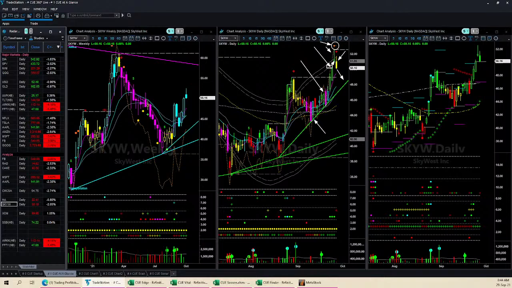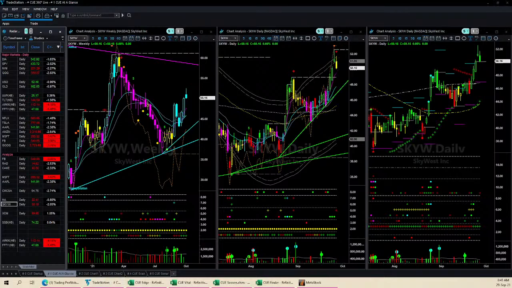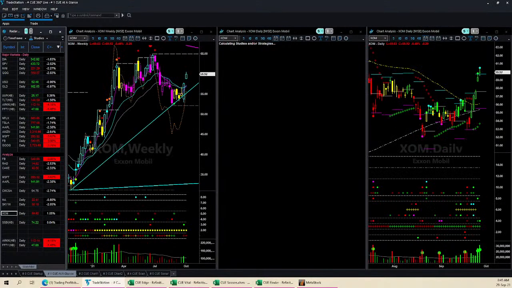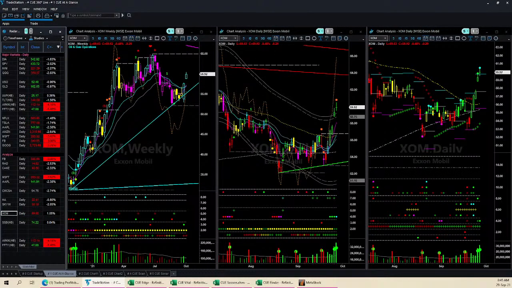If it comes down a little bit and goes up again, probably from the trend line support, then I would not mind looking for the next long setup in SkyWest. Two more stocks and four more instruments to discuss.